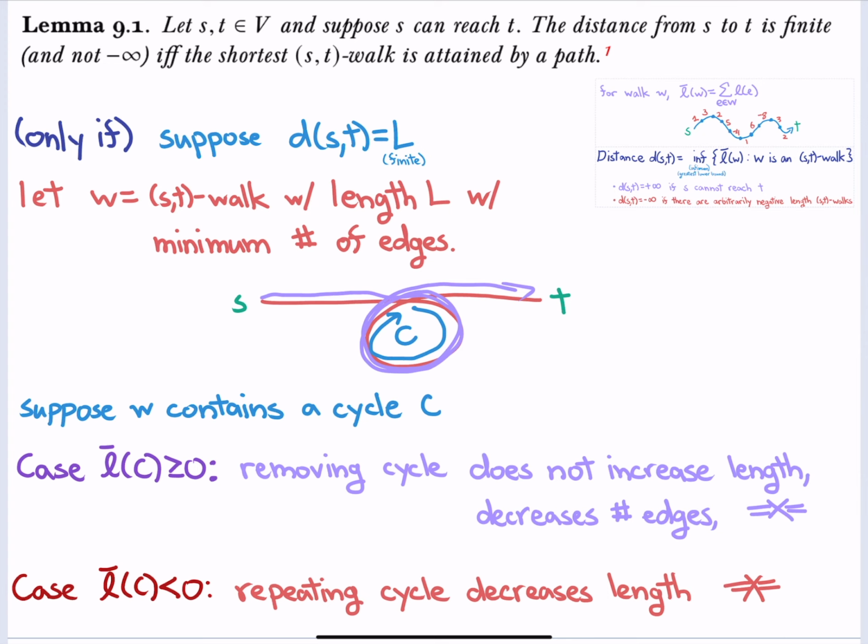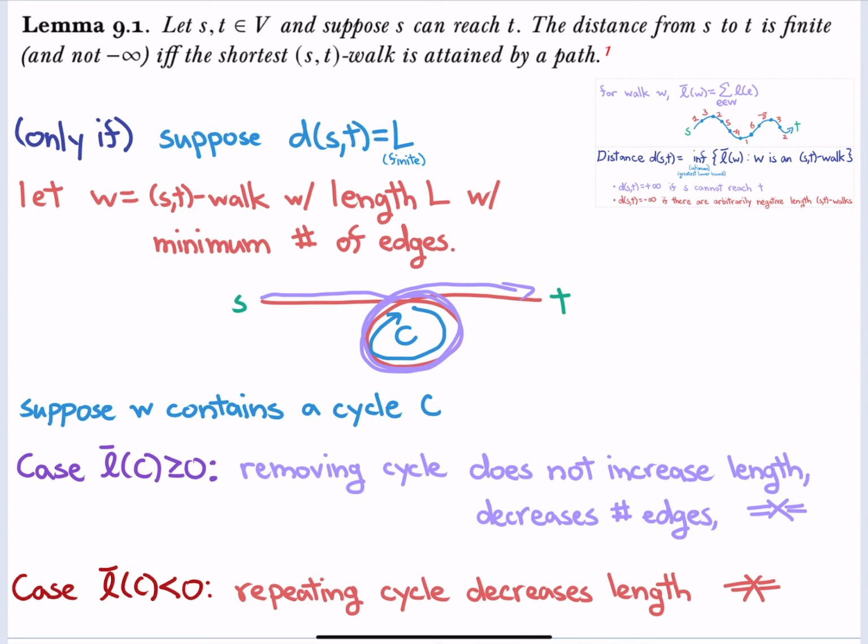Yeah, there could be multiple shortest paths. Yes, that's right. So even if the cycle had length 0 or something, we're not decreasing the distance or anything. There's walks that are tied with the path. But the point is there is a path that gets you to minimum distance.